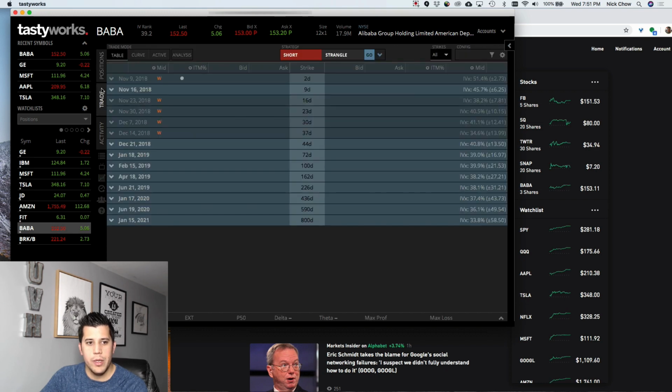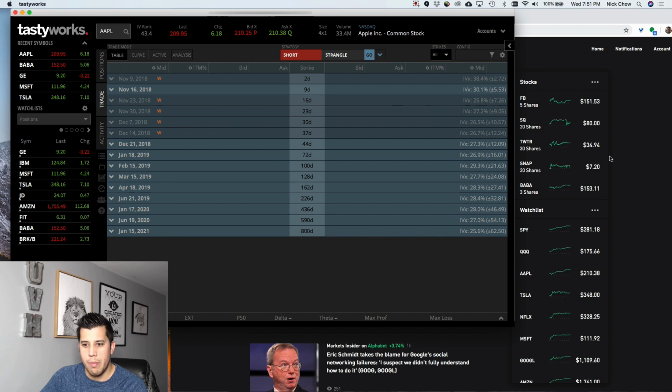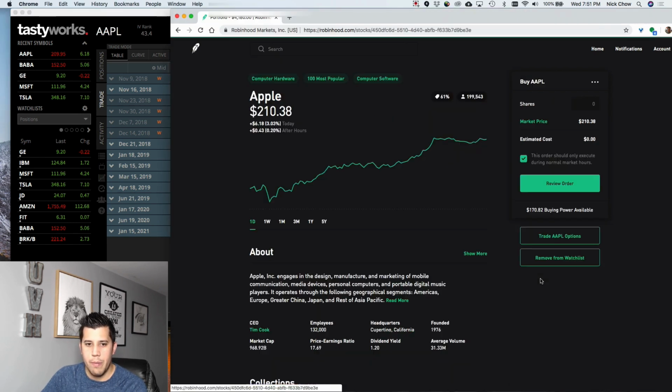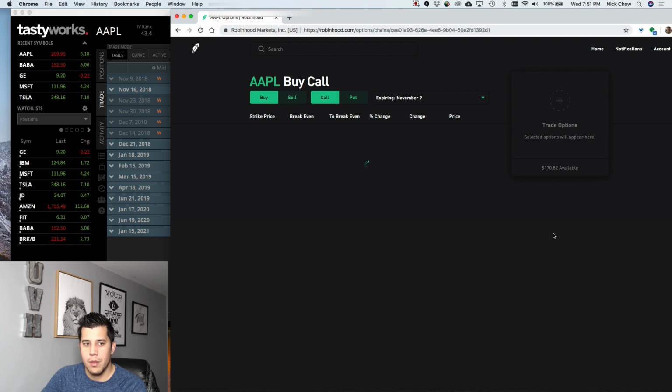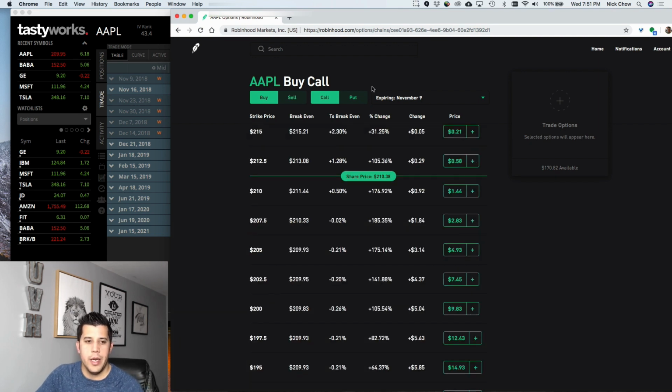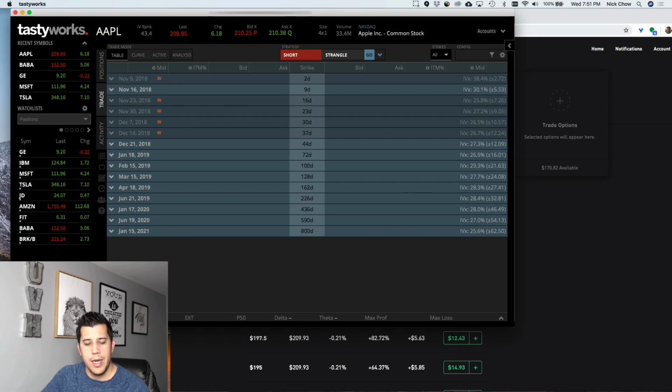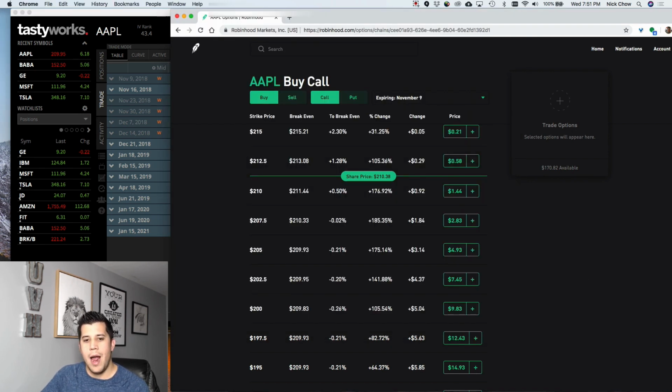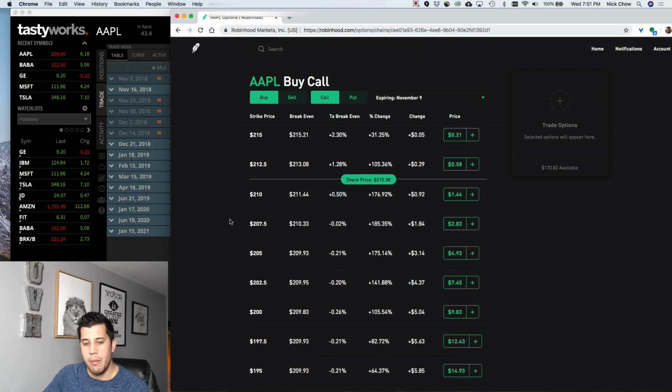Now let's go into the trade screen. We're actually going to compare Apple. I'm going to go to both here, just so it makes it really nice and easy to compare. As you can see, the options chain is very different on Robinhood compared to Tastyworks. I think that they stripped out a lot of things that are important.